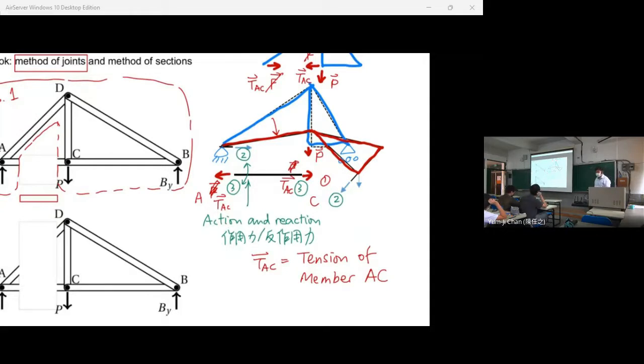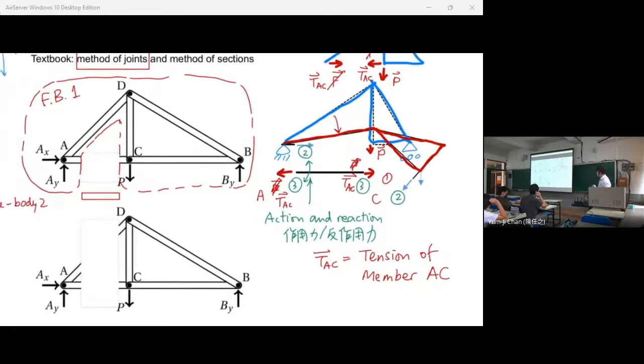Now, I hope you can get the idea. Now we go to the next one. We do the same for A. So I'm just saying for this arrow, it means these two are action and reaction. So this one you can simply clear it out. Okay. I just mean that these two are action and reaction.